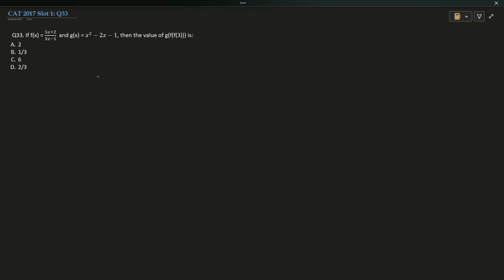Okay, so you need to find f of 3. So put the value of 3. What will it be? 15 plus 2, right? And 3 times 3 is 9, minus 5, so this is 17 by 4. Then again you need to find f of 17 by 4, right? Because I have to find this. So f of 17 by 4: 5 into 17 is 85, 85 by 4 plus 2, right? By 3 times x, so 51 by 4 minus 5. So if I solve this, I'll get 93 by 20, so 31.